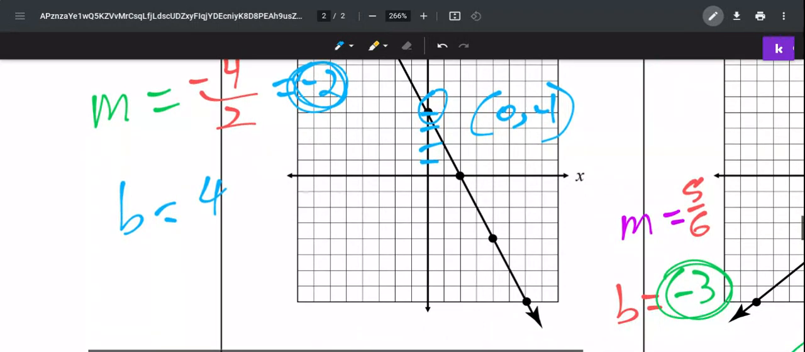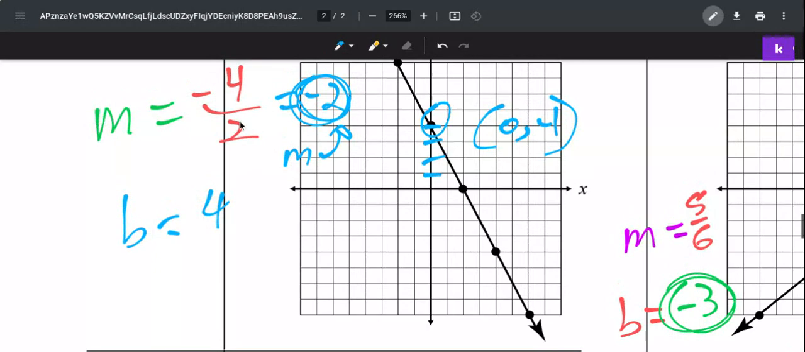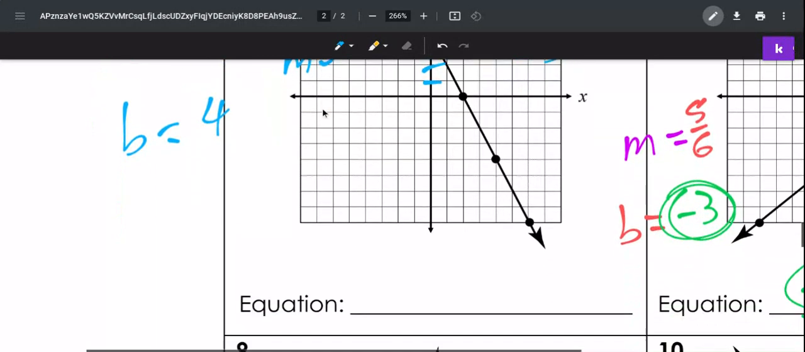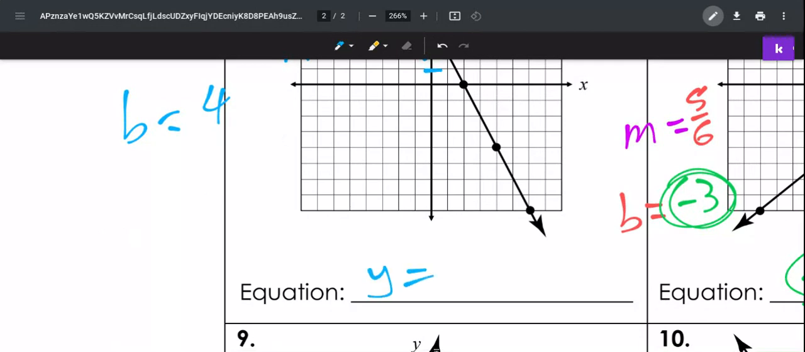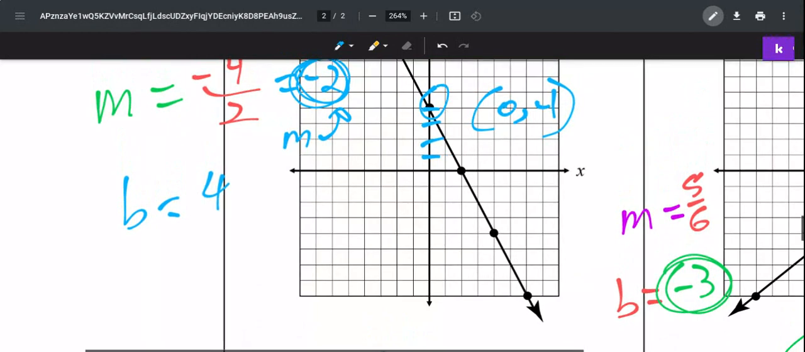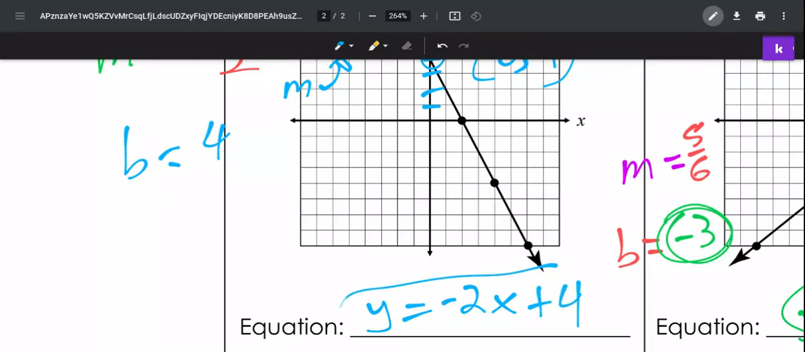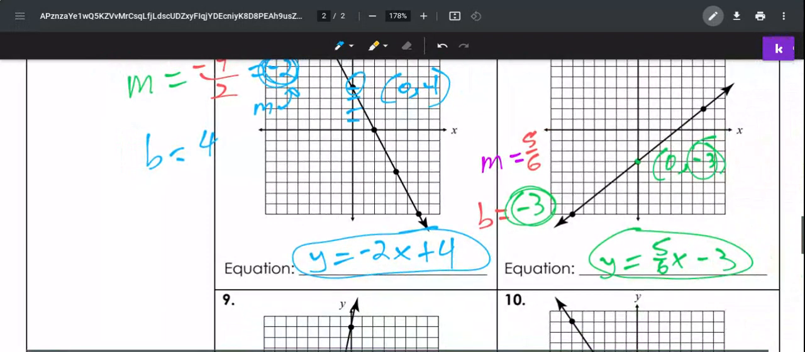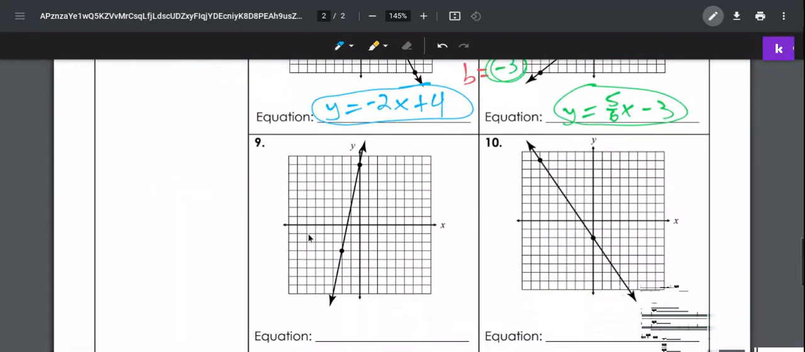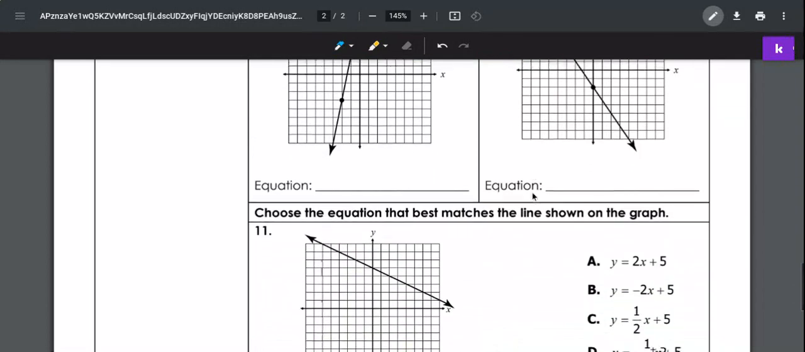Now, once again, m is negative 2. It is not negative 4 over 2. They're the same thing, but we have to use the simplified version. All right, so then y equals mx, except now we're going to have negative 2 x, 4 is positive, so it would be plus 4. All right. Let's see. So remember to simplify all of your fractions. It's the only other thing I can see.